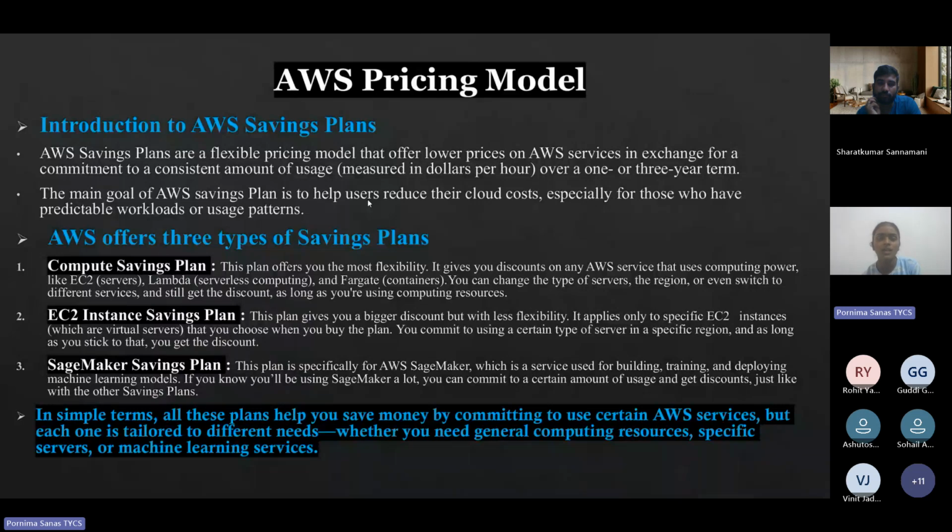They will give us a discount, similar to a subscription plan. For example, assume a Disney Plus Hotstar example, sir. There is a monthly plan, a 3-month plan, and a 1-year plan also. For 1 month it is 99 rupees, and for 1 year it is 499.